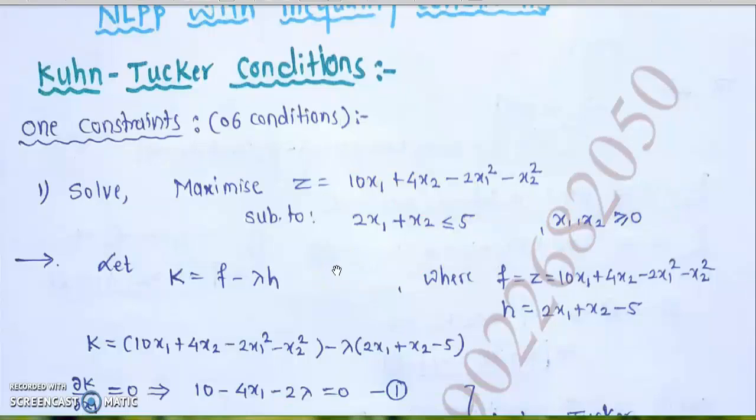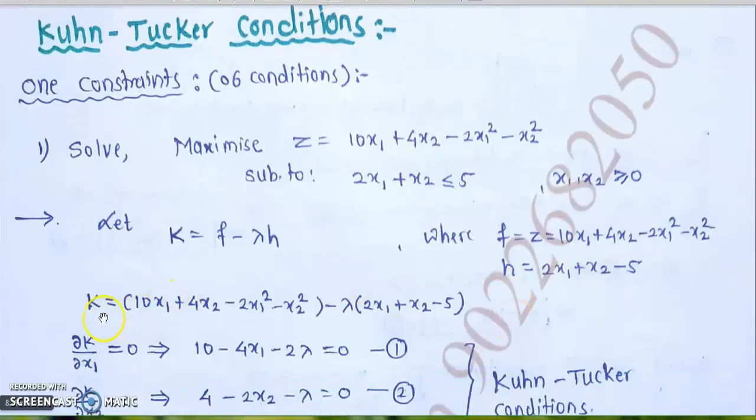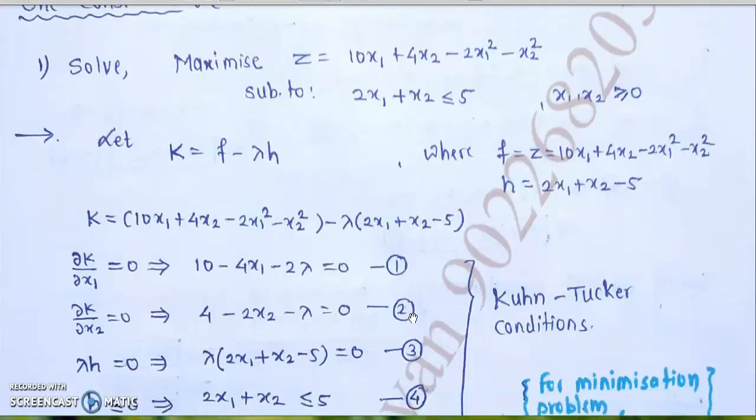As usual, in Lagrange's method we denote the function f minus lambda h by L, and here it is denoted by K. K stands for Kuhn-Tucker. So K equals f minus lambda h, where f is nothing but this z, that is the objective function, and h is our usual condition. So shift this 5 to the left side and make it h. So for K we get z minus lambda h. So these are the conditions.